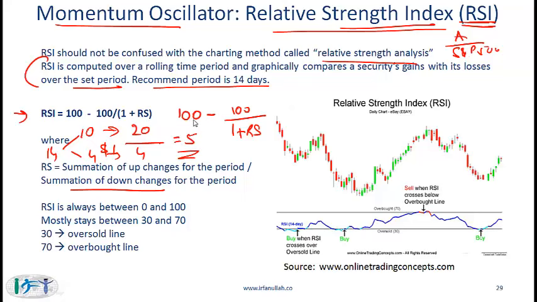And then the indicator becomes 100 minus 100 over 6, which is approximately 83. If you plug in different numbers, you will notice that RSI is always between 0 and 100, but mostly it stays between 30 and 70. The example we used was a little extreme because we took a very high number in the numerator. So we came up with 83.